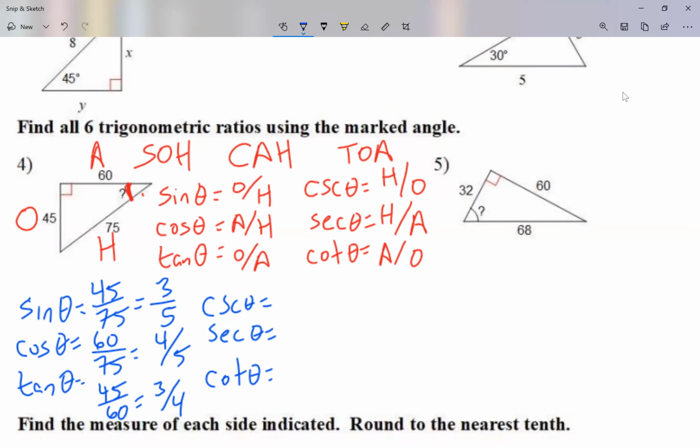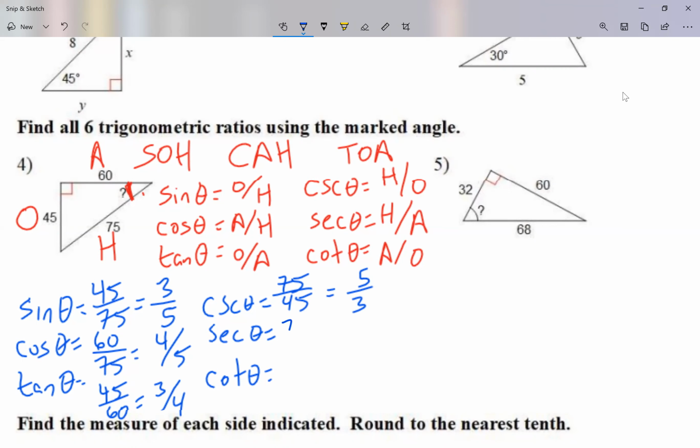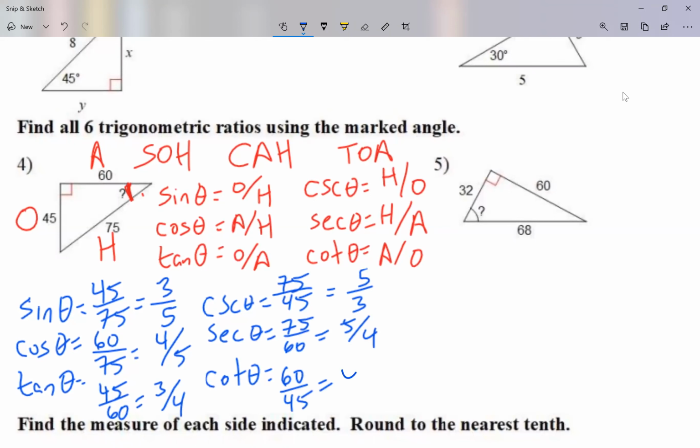My cosecant is hypotenuse over opposite, so 75 over 45. If I have to simplify, I call this 5 over 3. My secant is hypotenuse over adjacent, so 75 over 60, or 5 over 4. And my cotangent is adjacent over opposite, so 60 over 45, or 4 over 3. So I gave you guys both answers, simplified and non-simplified.